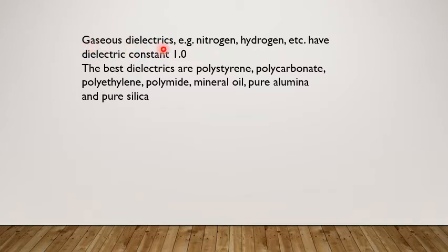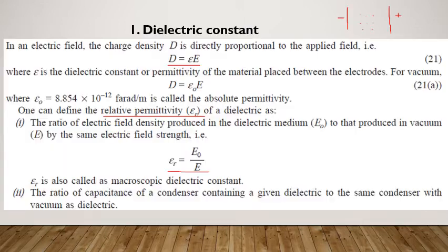Examples of gaseous dielectrics are nitrogen, hydrogen, etc. They have a dielectric constant value of 1.0. The best dielectrics are polystyrene, polycarbonate, polyethylene. These are all polymers, mineral oil, pure alumina, and pure silica. These are all examples of dielectric constant. What is dielectric constant?